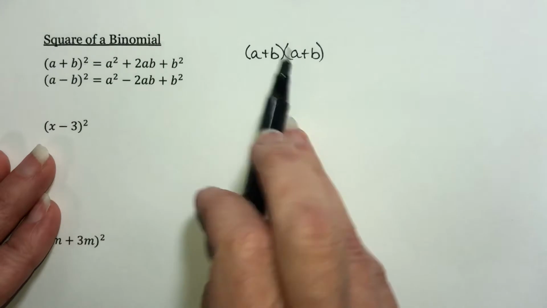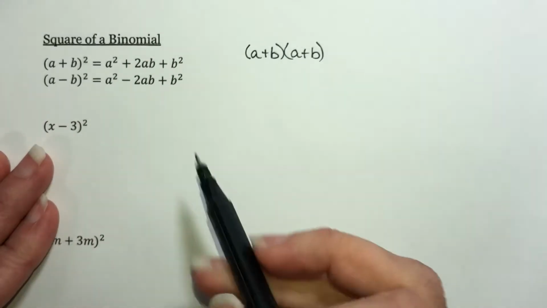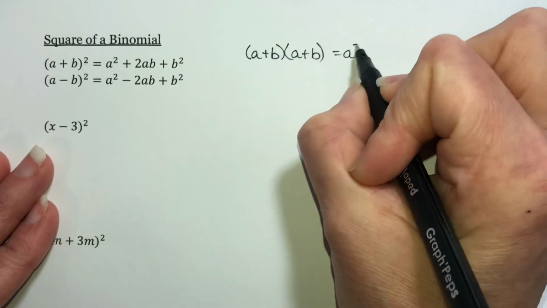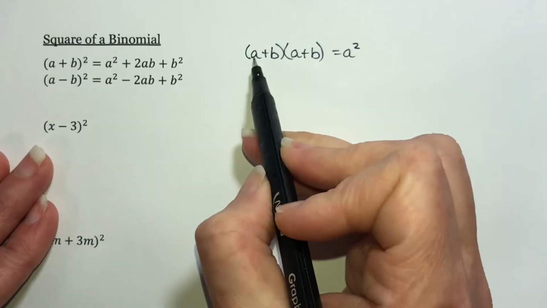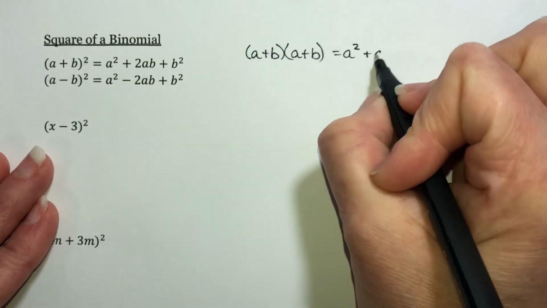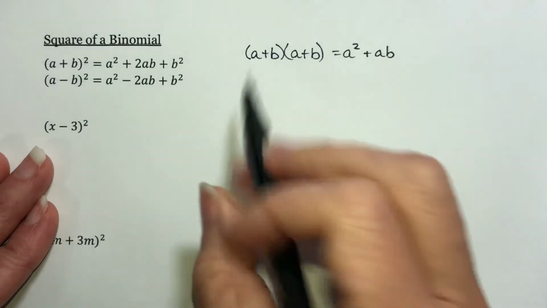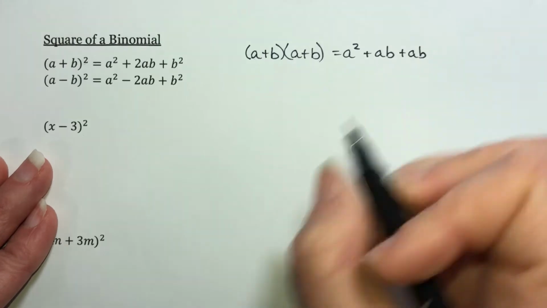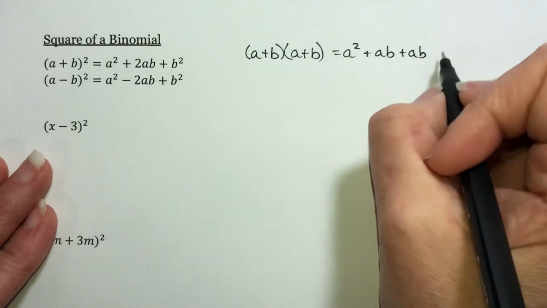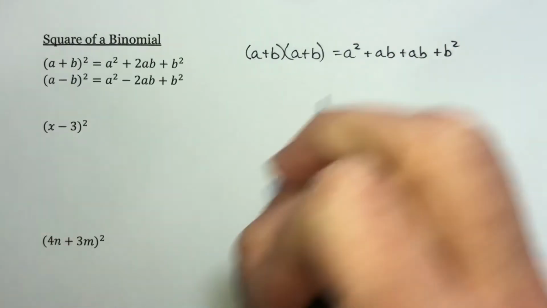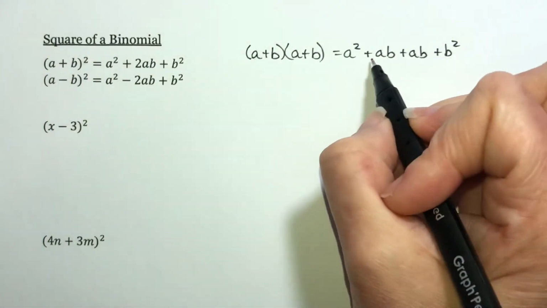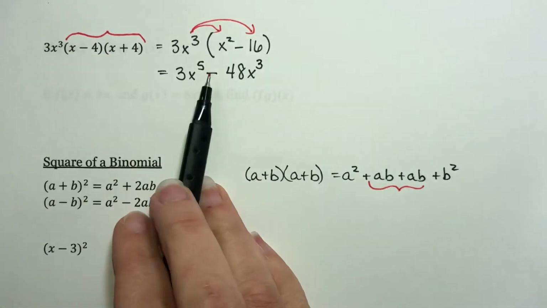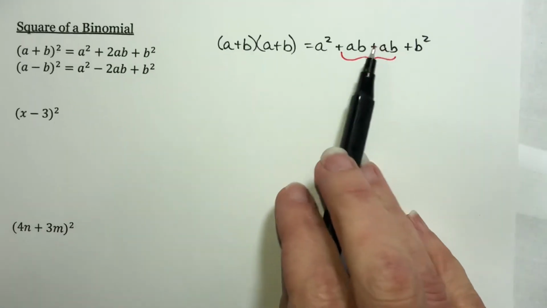And basically the same thing happens if the sign is a minus sign in the middle. If I multiply a times a, I get a squared. If I multiply a times b, I'm going to get ab. Now I go to b times a, well that's also ab. And then b times b is b squared. Notice here that we have the same two terms and they have the same signs. When we were doing a difference of squares, they always canceled out because they had opposite signs.